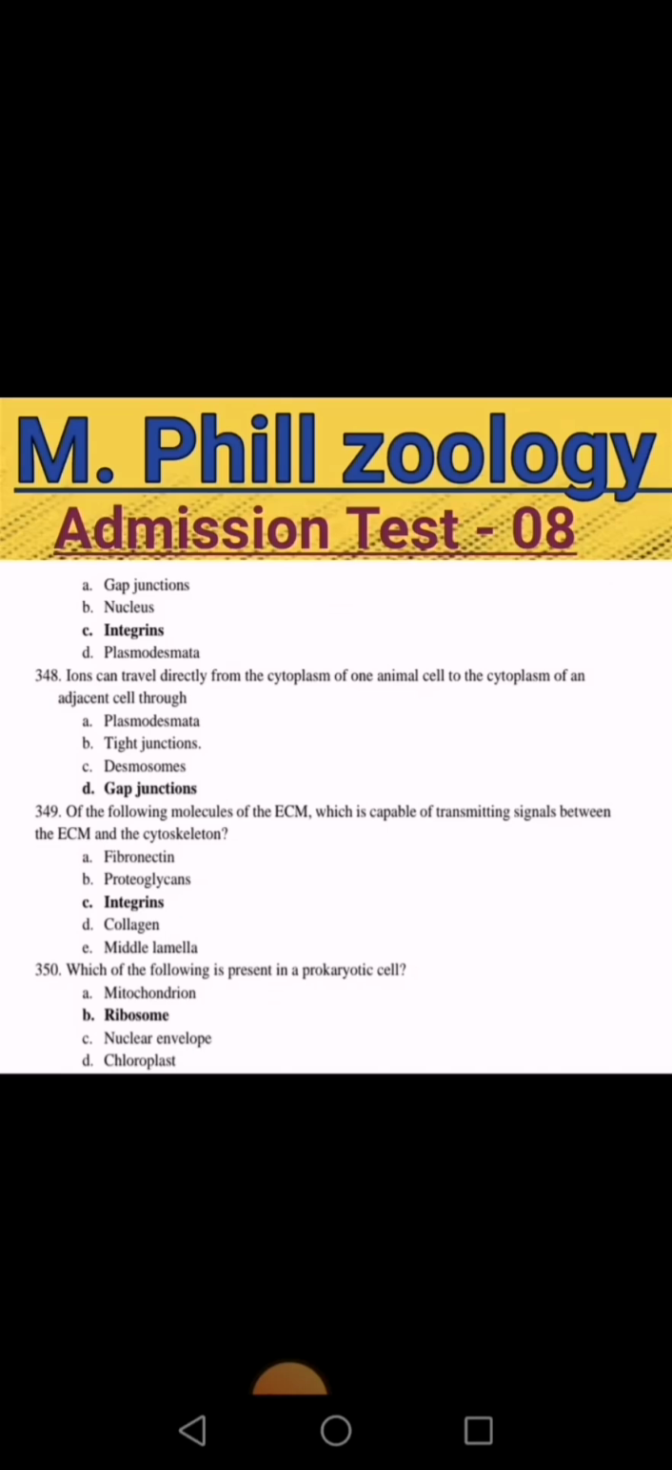Ions can travel directly from the cytoplasm of one animal cell to the cytoplasm of adjacent cell through gap junctions. D option is right. Of the following molecules of ECM, extracellular matrix, to be noted, ECM stands here extracellular matrix, which is capable of transmitting signals between the ECM and the cytoskeleton? Option C, integrins, is right. Which of the following is present in a prokaryotic cell? B option, ribosome, is right.